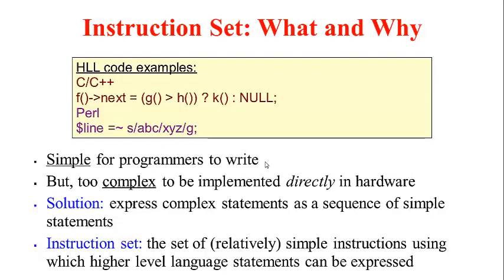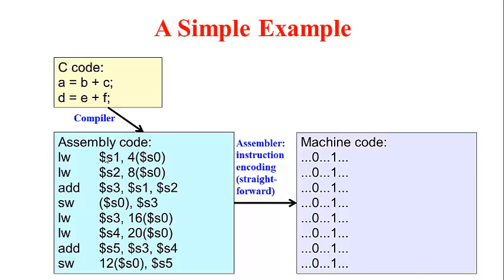It would be a good exercise for you to think of some examples of a single higher level language statement, in any language that you're familiar with, which you think is too complicated to be implemented directly in hardware. Let us use this example which we have come across earlier. Here we have a simple piece of C code which is translated into assembly code. Instruction set design thus deals with what is the set of instructions in assembly language code which we need to support so that all higher level language statements can be expressed using a combination of these instructions in the assembly language.